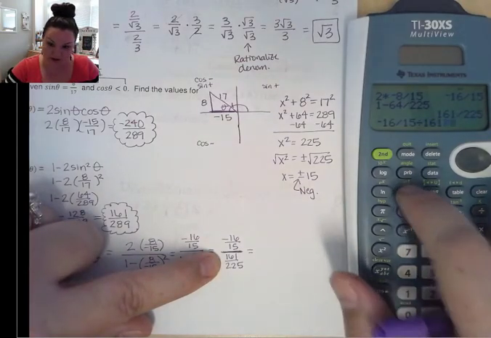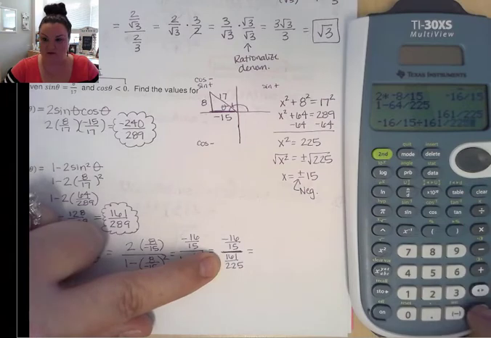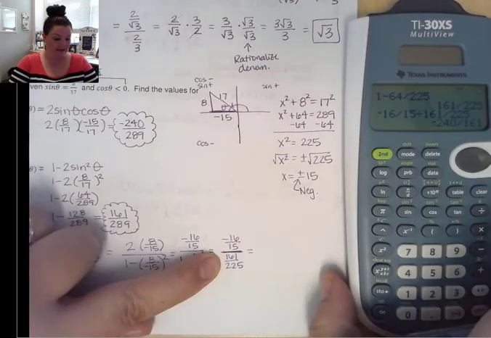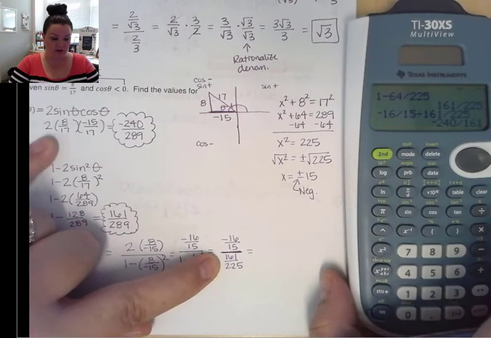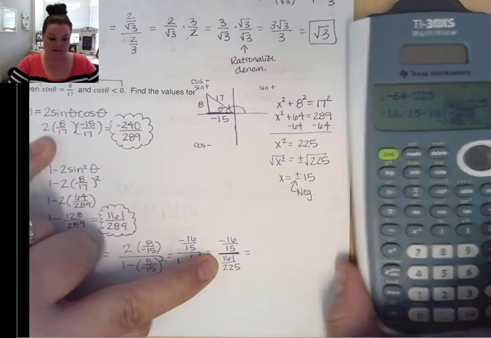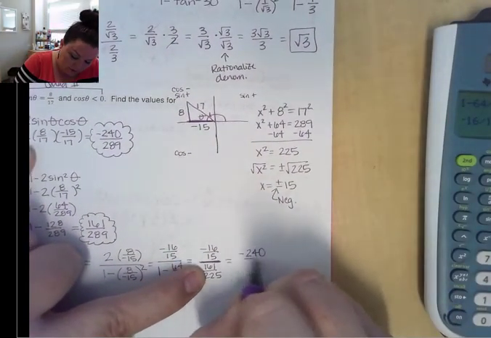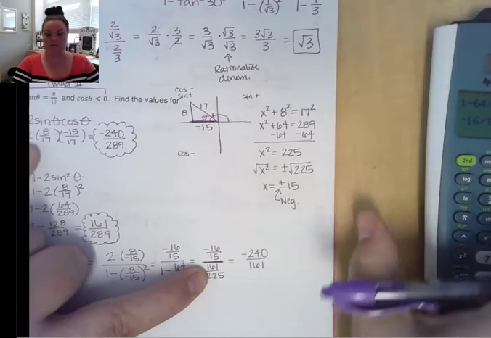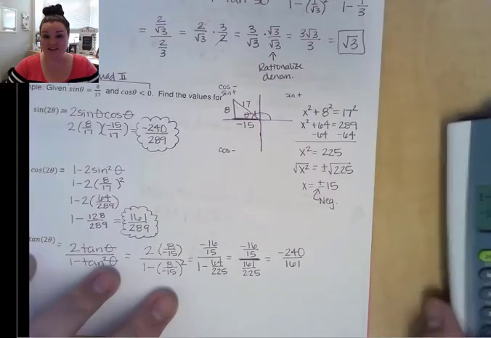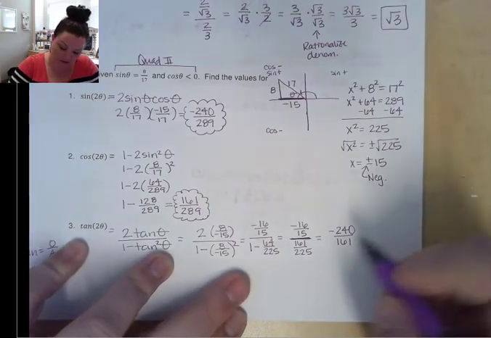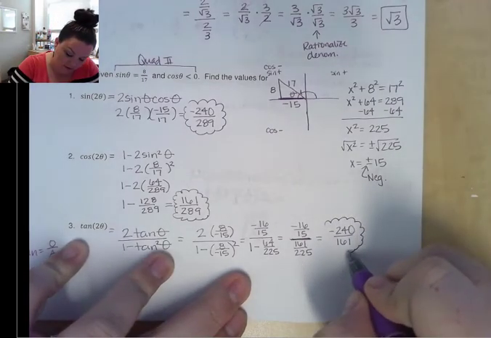161 fraction button 225. And we end up with negative 240 over 161. Negative 240 over 161. And we can just leave it like that. So I'm going to go ahead and circle my answer.